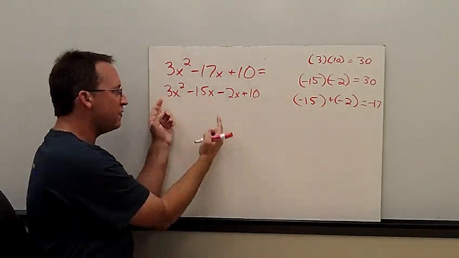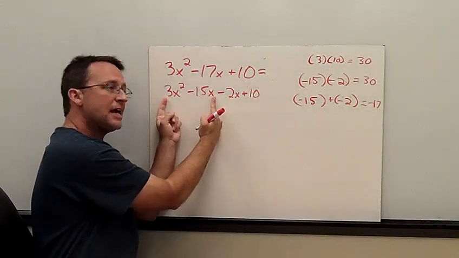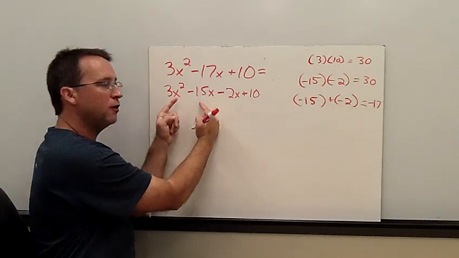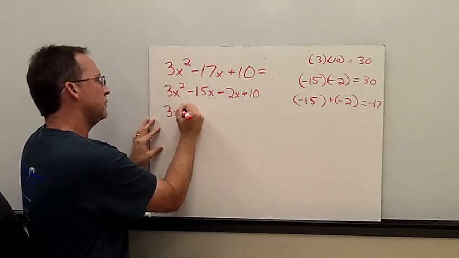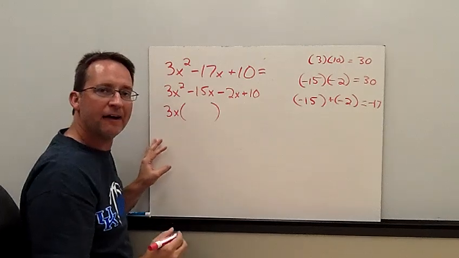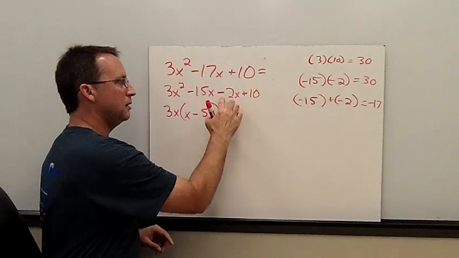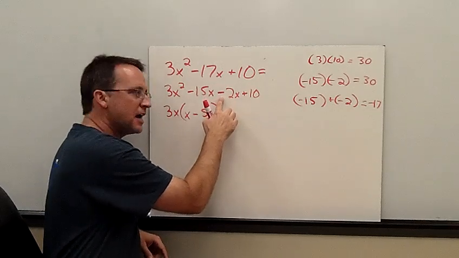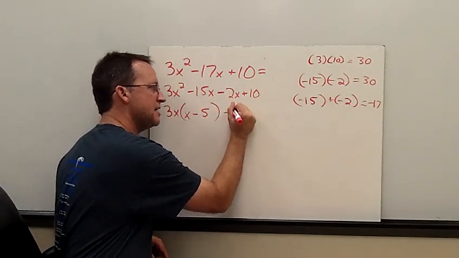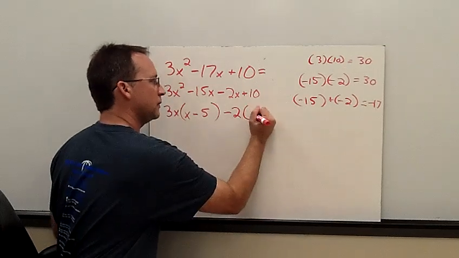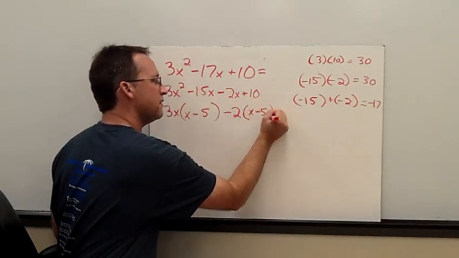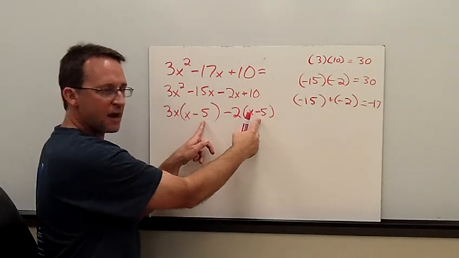Now I look for common factors. Now I can not only take an x out, I can also take a 3 out of both of these. You can take out the greatest common factor. All right, so that's an x there and a minus 5. Again, take this negative sign out. If this is a negative, take that negative out with the 2. It's going to leave me with an x minus 5, and there's my common factor again.